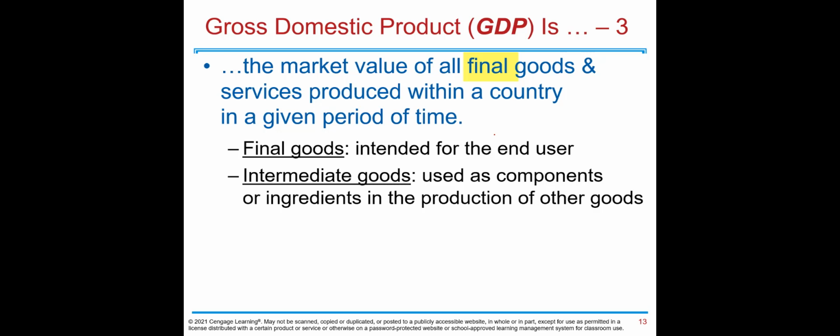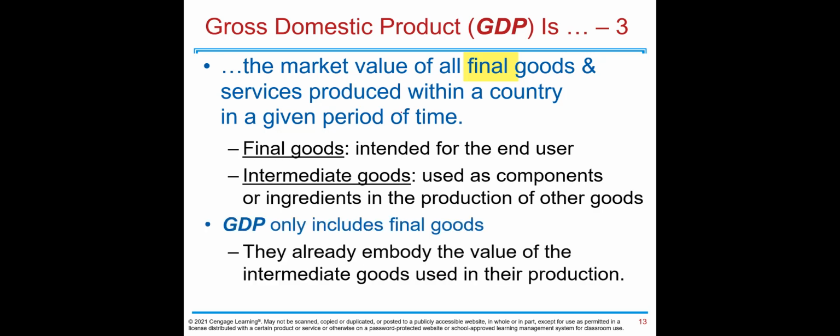Intermediate goods are not calculated in the GDP. Final goods are only included in the GDP. The reason is simple. If you include the intermediate good and the final good after that, you double count the value of the good. For instance, Starbucks buying milk, if you count the value of milk plus the value of the coffee, which includes the value of the milk, then you double count the value of milk in the GDP. For that reason, the value of coffee is included in GDP, but not the intermediate good, which is milk in this case. GDP only includes final goods. They already embody the value of the intermediate goods used in their production.